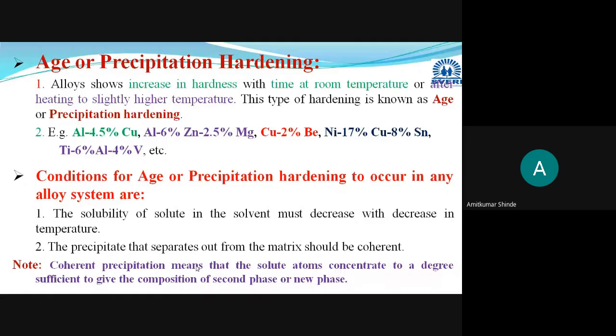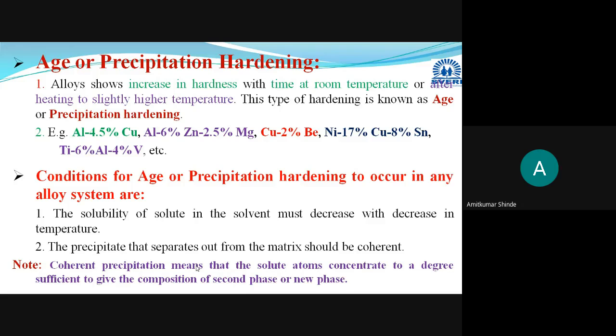If this condition is satisfied, then and only then will the age hardening or precipitation hardening phenomenon occur in that particular alloy. This is the second condition. The first condition is related to the solubility of solute in the solvent, which must decrease with decrease in temperature, or increase with increase in temperature. And the second condition is that the precipitation particles separating out should result in the formation of a new phase.